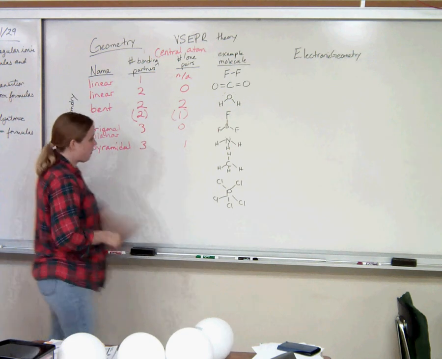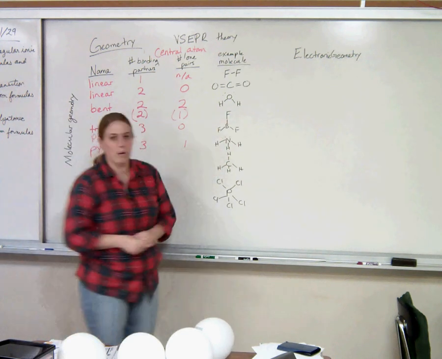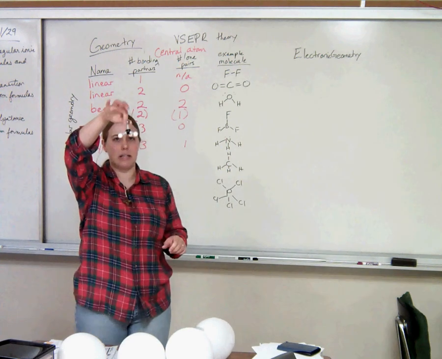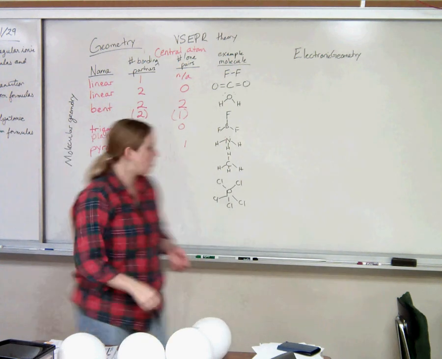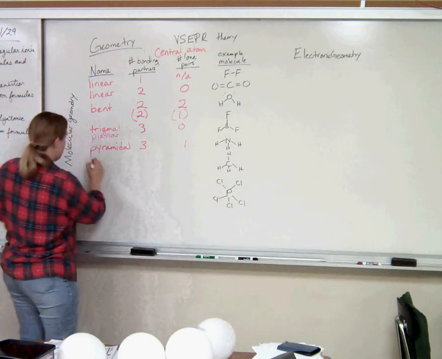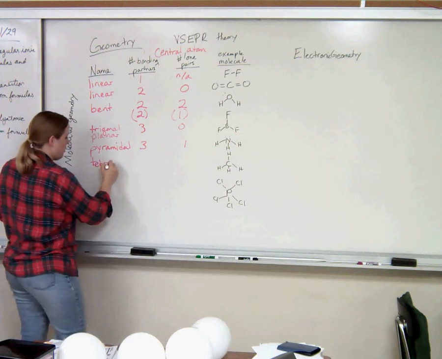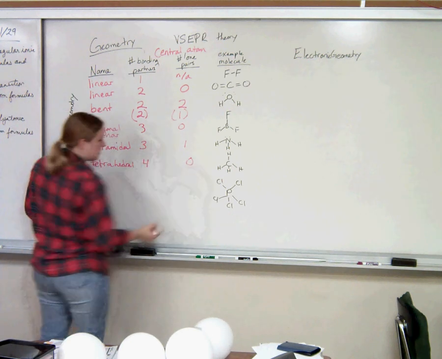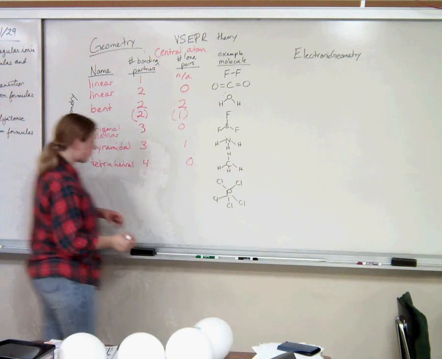Now what if we take that lone pair and replace it with another atom? So it's going to be essentially in the same orientation, but now it's called tetrahedral. Tetra meaning 4. So you have 4, no lone pairs this time on that central atom of carbon, and that's tetrahedral.